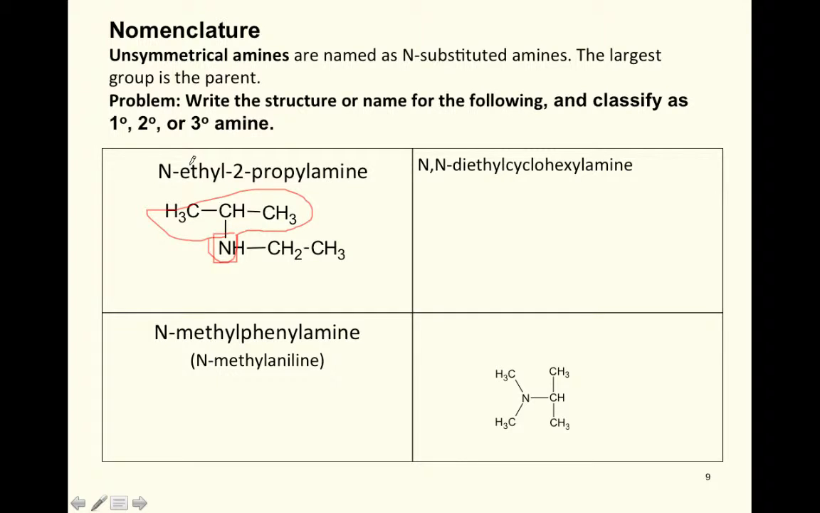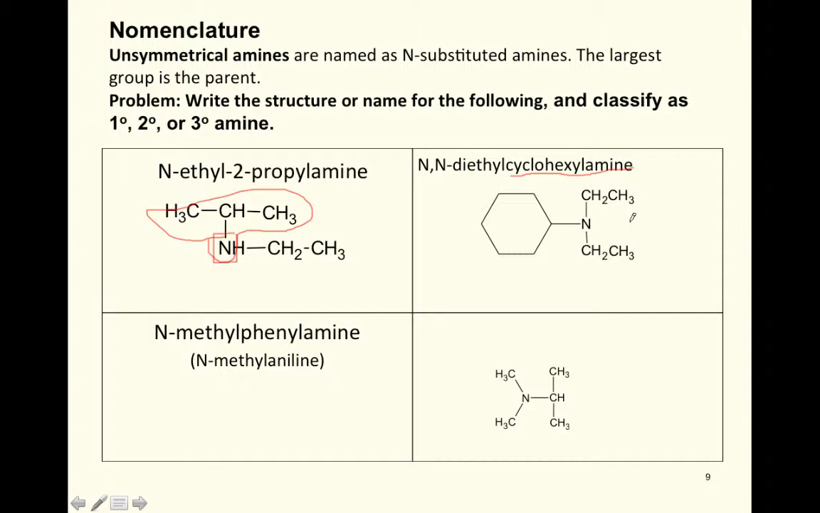N-ethyl 2-propylamine. N,N-diethyl cyclohexylamine. Here's our parent piece, cyclohexylamine. We would have a 6-membered ring and nitrogen coming off of the ring. And we have 2 of the same group, ethyls, so you can write them above, below, or even to the right.